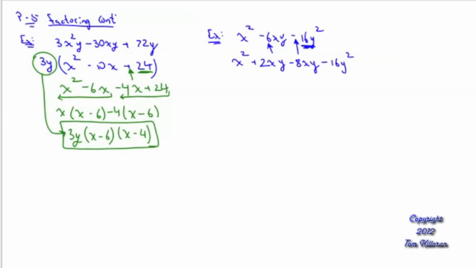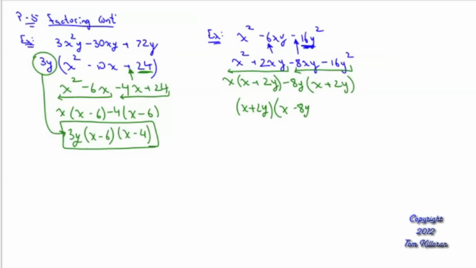So group the first two. What pulls out? X. What's left behind? X plus 2Y. Don't forget the Y. What can I pull out of the second one? -8. I can pull out a -8Y. Don't forget the Y, so kick out -8Y. Left behind? X plus 2Y. Now we have something in common, the X plus 2Y. Kick them out. After we divide him away from the other two terms, what do we get left behind? X minus 8Y.